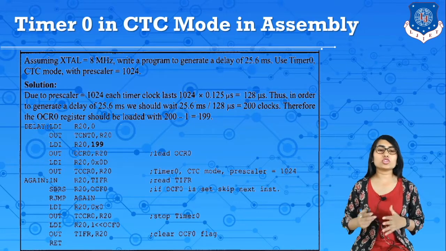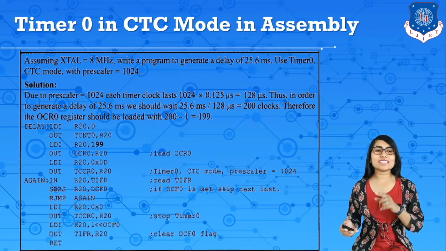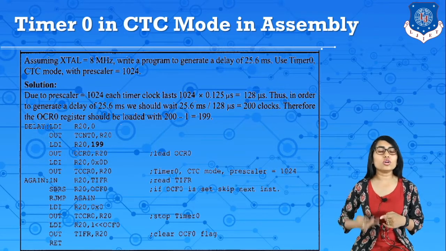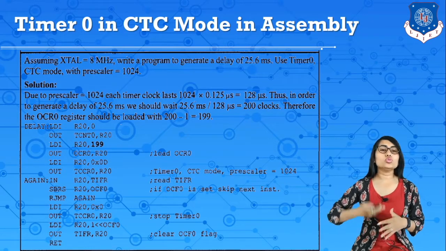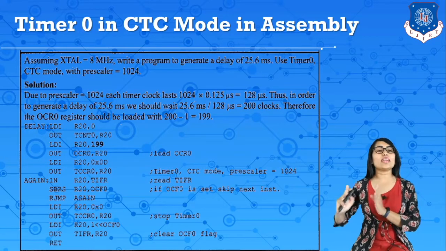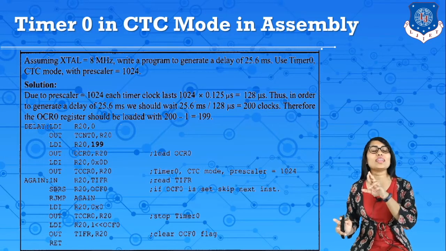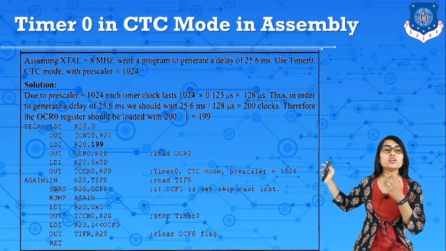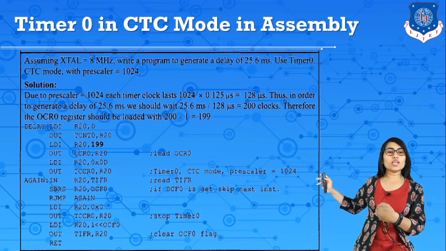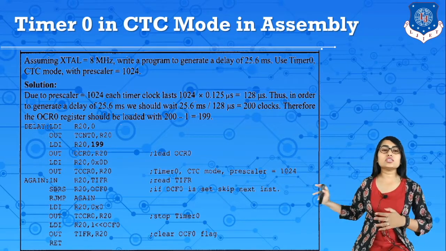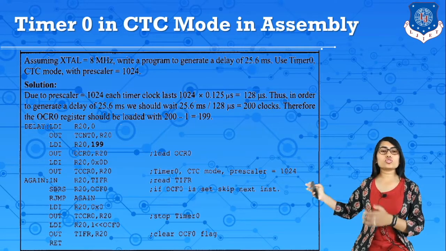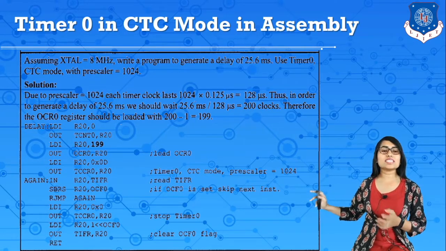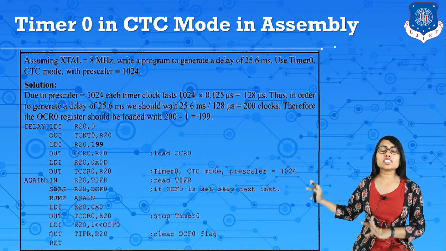Now when OCF0 becomes 1, TCNT0 has counted all the values. First TCNT0 is equal to 0, then 1, then 2, 3, 4, and it counts up to 199. So from 0 to 199 it counts a total of 200 clocks, right? Whenever TCNT0 becomes equal to OCR0, then OCF0 is equal to 1. So it will stop the counter by making TCCR0 equal to 0 and clear TIFR. So this is how CTC mode works.